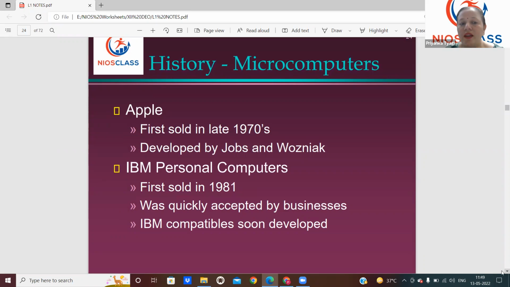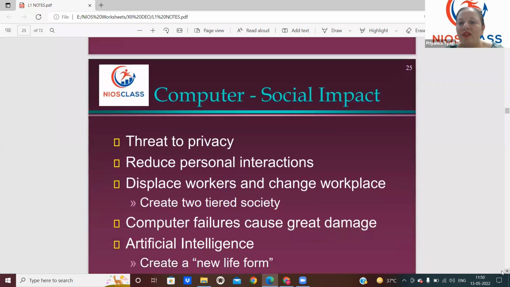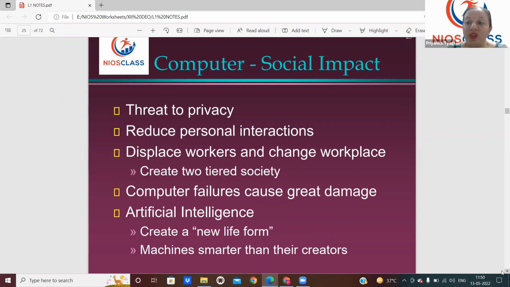Supercomputer. Now, under microcomputers, from the initial time, Apple was the very famous company, right? They sold their first microcomputer in the year 1970, developed by Jobs and Wozniak. And after 11 years, the first IBM personal computer was sold in 1981. That was quickly accepted by businesses. Business firms were purchasing the computer systems. IBM compatibles were soon developed, right? Later on, IBM developed many types of devices, and users were very compatible with those devices.